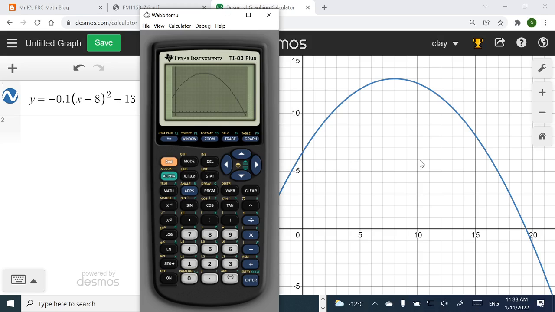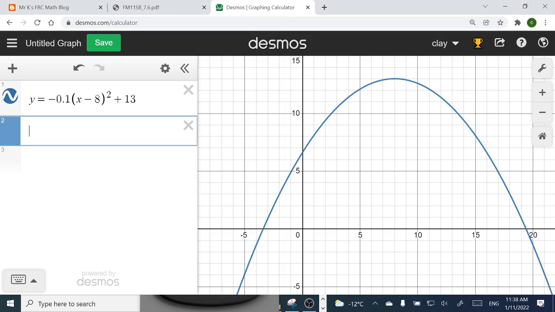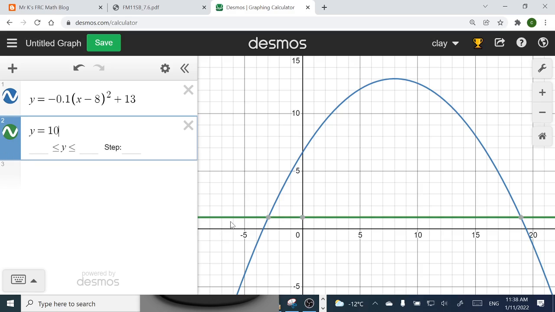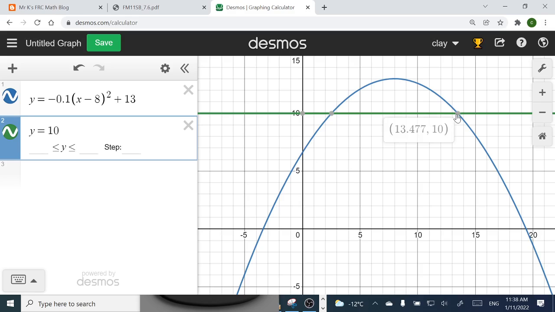Now, what is it I want to know? Oh, yeah. I want to know how far I have to be from the basket for this shot to possibly go in. And the basket's 10 feet tall. So I want to know how much x is when y is 10. On this one, no problem. On Desmos, I'm just going to graph what happens when y is 10. And there we go. Boom. I need to be around 13 feet from the basket for that shot to go in.